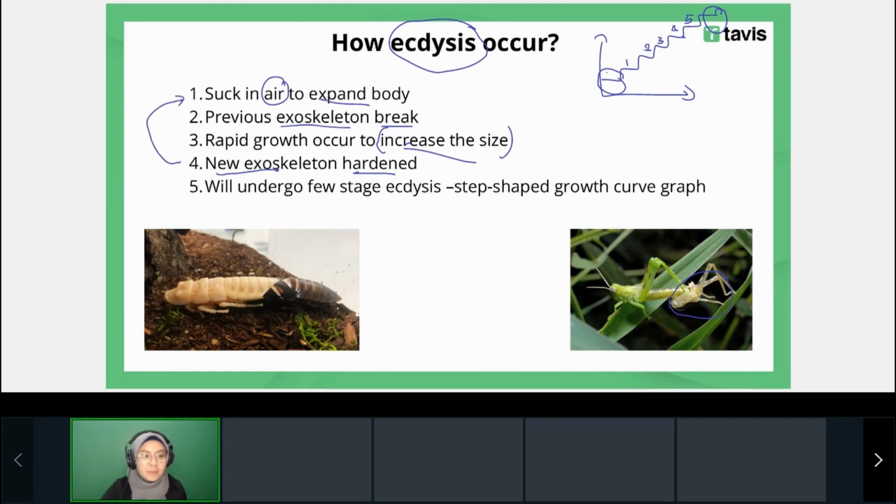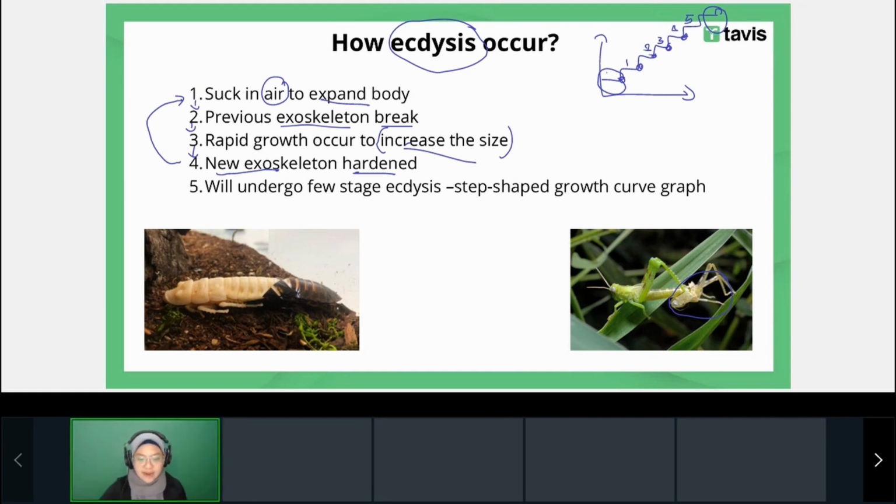It will repeat again from number 1 until number 2, 3, and 4. The animal will suck in air so that the whole exoskeleton will break. Then rapid growth will occur that causes the animal to increase in size. Then the new exoskeleton hardens. The stage repeats until a maximum of 5 stages of ecdysis. Over here indicates ecdysis.